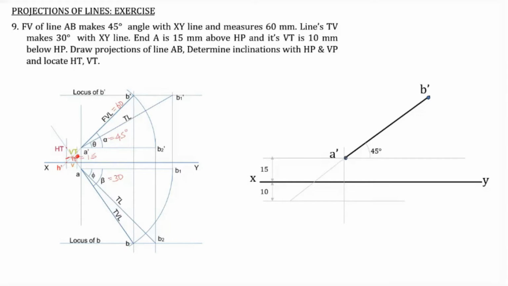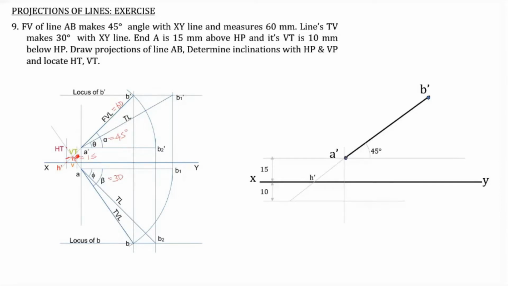In order to get VT, we have to extend the line A dash B dash towards the left, so that it intersects with the horizontal line in which the VT lies. See here, VT as well as the front view A dash B dash, not AB, they are in the same plane, in the same straight line. So VT should be in the same straight line as A dash B dash. So we extend the A dash B dash so that we can find out VT.